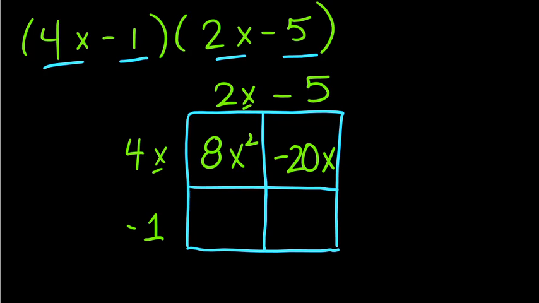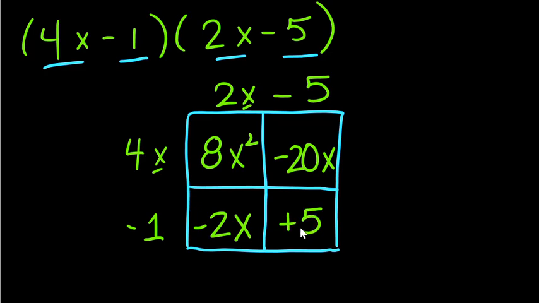All right, so we've got 2x times negative 1. Negative 1 times 2 is negative 2, and we've got an x still involved here. And what about our last box? What should we get in this absolute last box here? Negative 5 times negative 1. Yes, of course, that is positive 5. Negative times a negative is a positive.